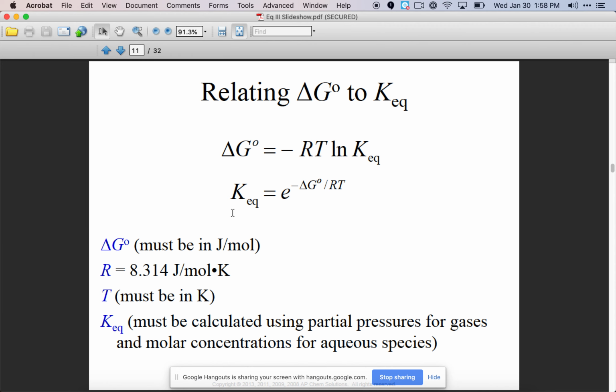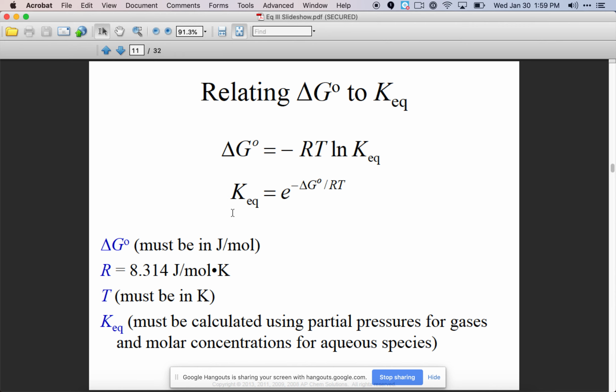I'm pretty sure they give you the R value. Yeah, I think they do. Okay. Obviously, you should know that temperature is in Kelvin. Okay. And then you're going to look for KEQ. Okay. I haven't seen one where they make you calculate KEQ for this one, but they might give you a reaction where you have to figure out, is this thermodynamically favored? Okay.